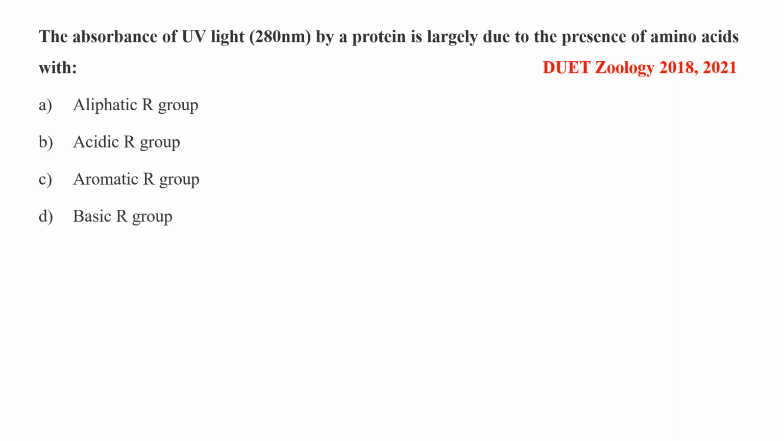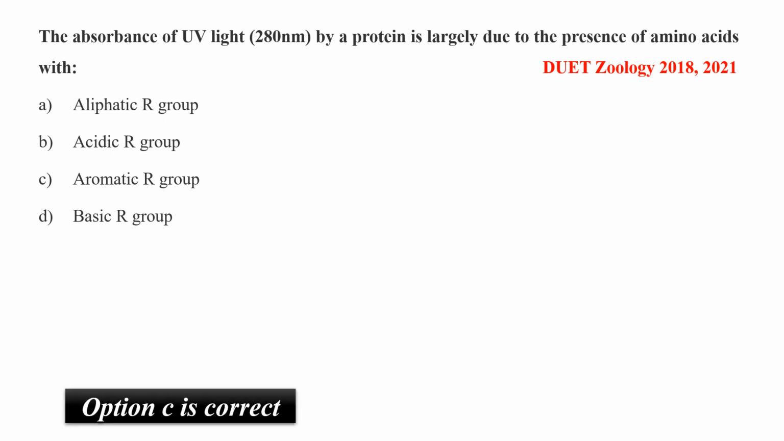The absorbance of UV light at 280 nanometer by a protein is largely due to the presence of amino acids with aliphatic R group, acidic R group, aromatic R group, or basic R group. As we know, optical absorption of protein is measured at 280 nanometer, which is due to the presence of aromatic amino acids like tryptophan and tyrosine. Another amino acid, phenylalanine, absorbs at 255 nanometer. So at 280 we are actually measuring tryptophan and tyrosine, that is option C.